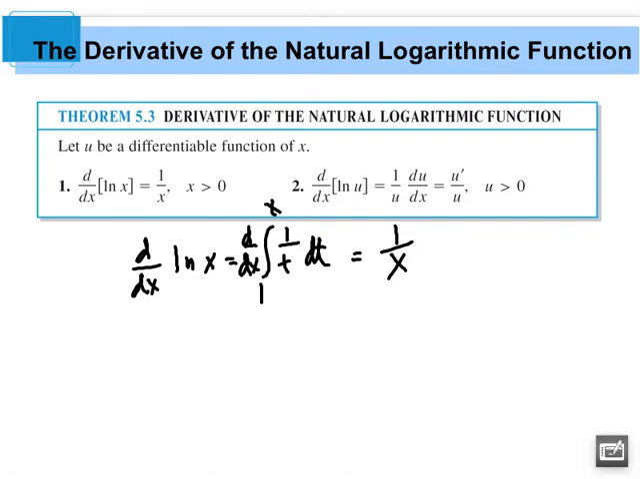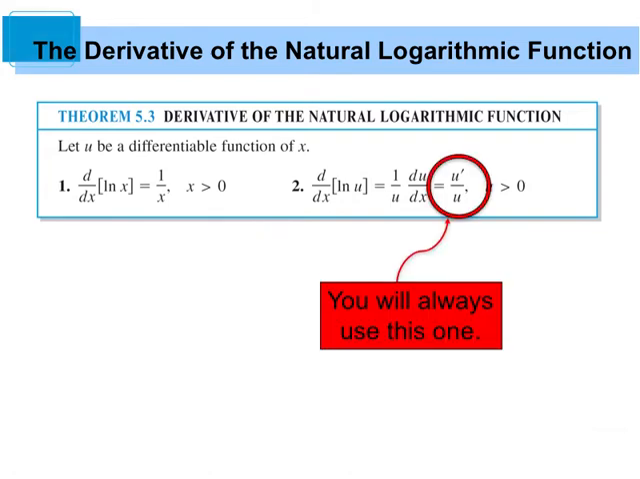You will not use 1 very often. You'll use 2 more often: u prime over u. The reason we don't use 1 very often is that 1 only works in that one particular case. What if it's just natural log of x? That's never going to happen. I shouldn't say never. That will seldom, if ever, happen.